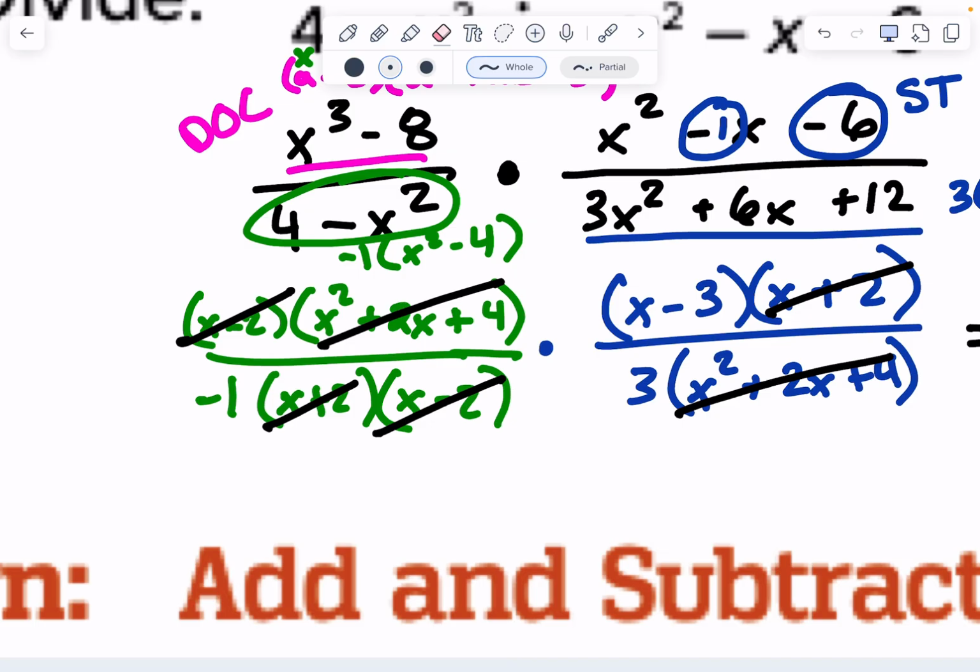One has to be in the top, one has to be in the bottom. Wherever it's at, it doesn't matter, right? As long as one's in the top, one's in the bottom.